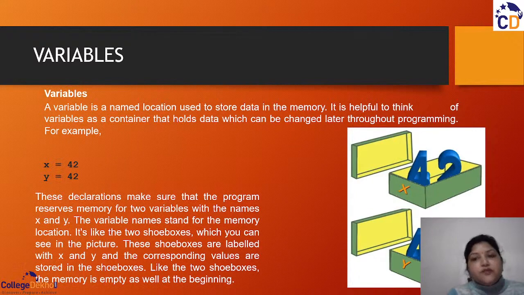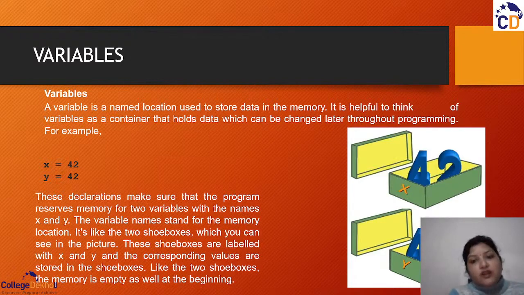It is helpful to think of a variable as a container. In a picture you can see that it's a shoe box. It's a memory location, and this shoe box name is X, and the value held by this variable is 42. So this is how our memory is having our variable, and the name of the location is X and the value of the variable is 42.